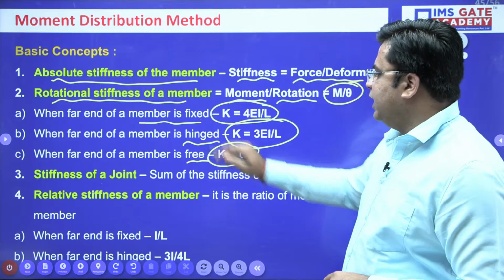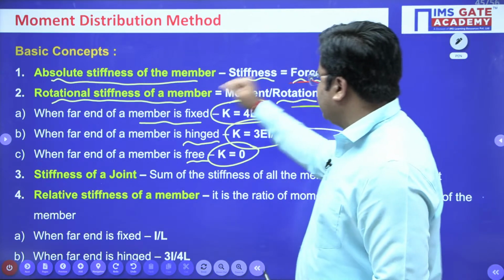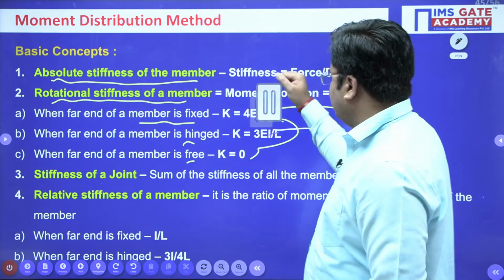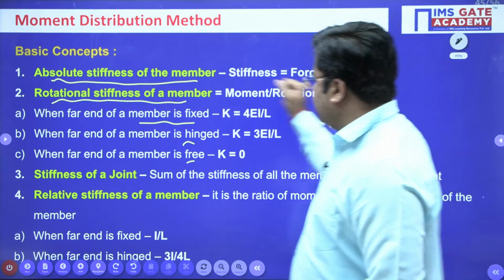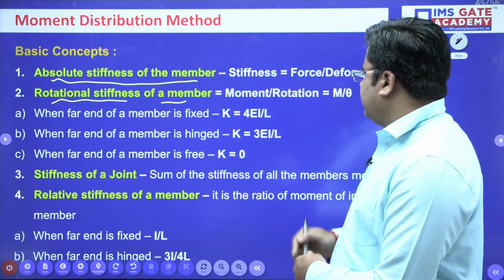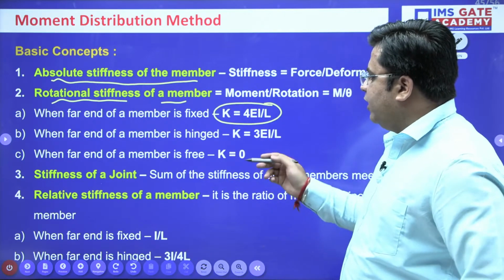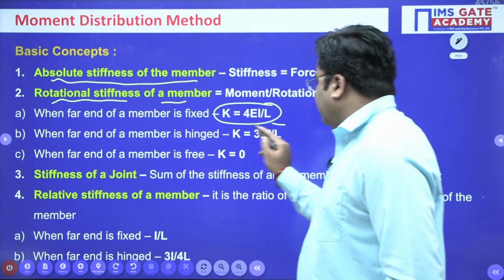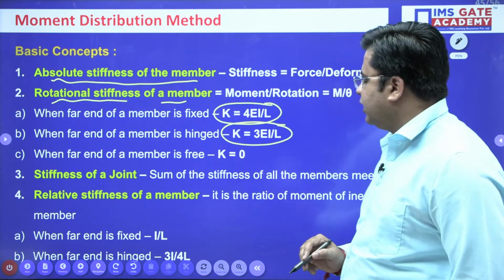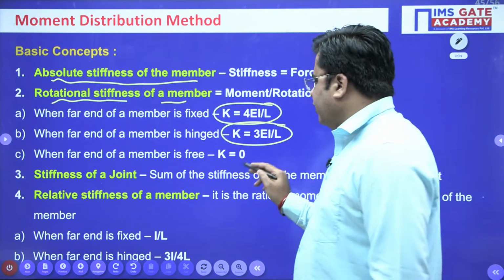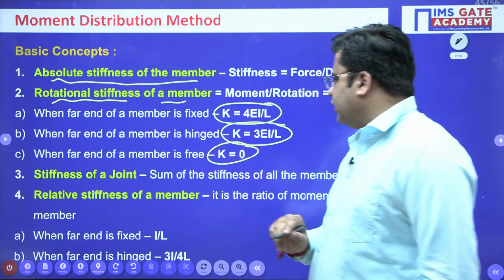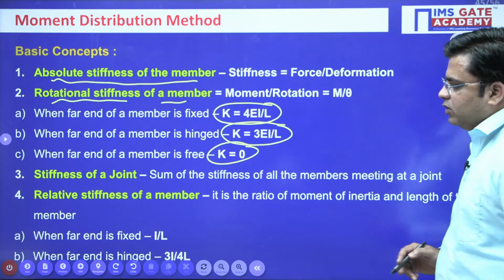So for fixed end, your value of rotational stiffness comes out to be 4EI by L, right? Then when your far end of the member is hinged, the value of rotational stiffness K is equal to 3EI by L, and when far end of the member is free, the value of rotational stiffness comes out to be K is equal to 0.